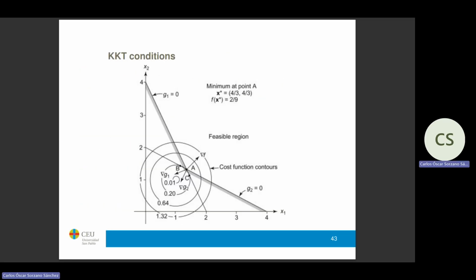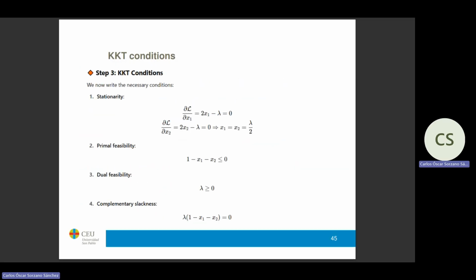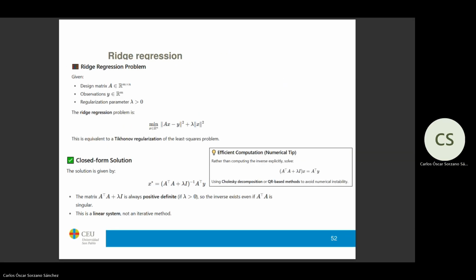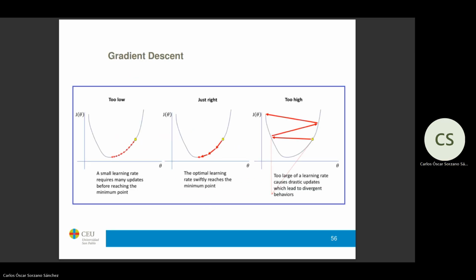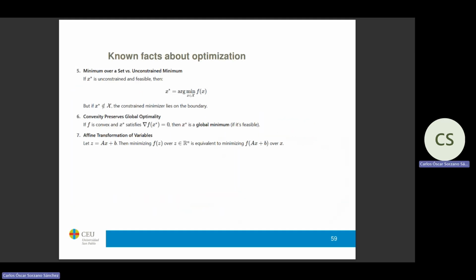The minimum was here, but because we are restricted to this area, as we approach it, we are going down the hill trying to get to the valley, but at some point we are stopped by a fence. Then we have to stop. So if the global minimum is outside our feasible set, we have to stay at the boundary of the feasible set.